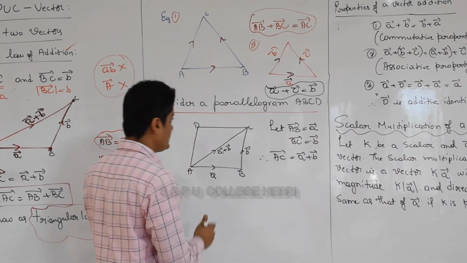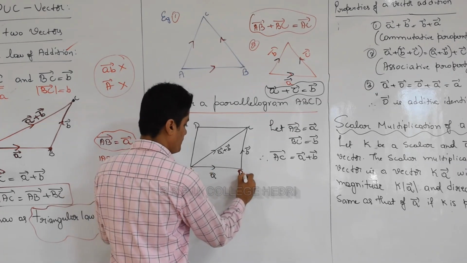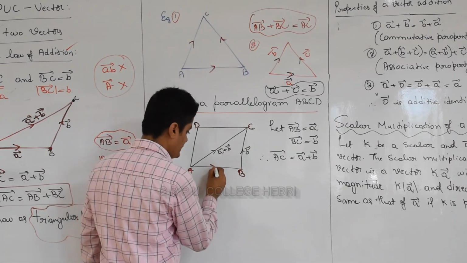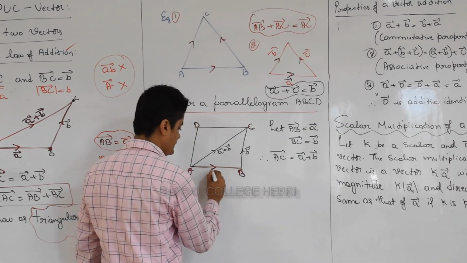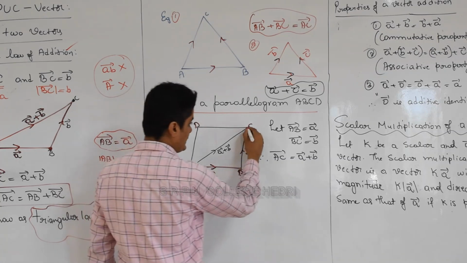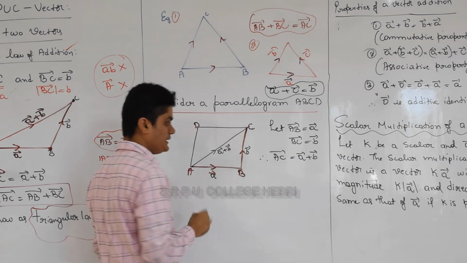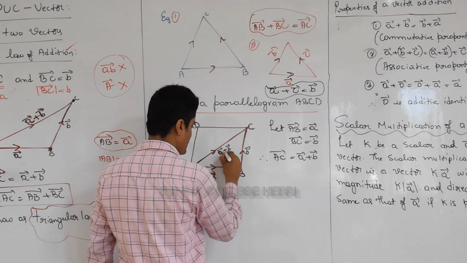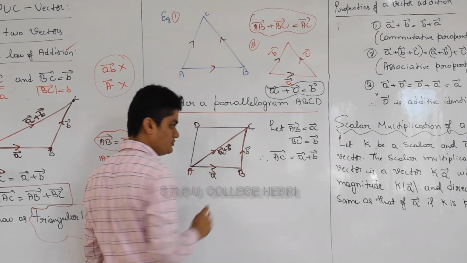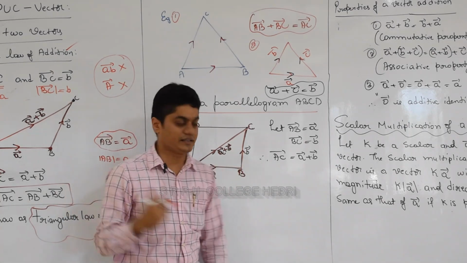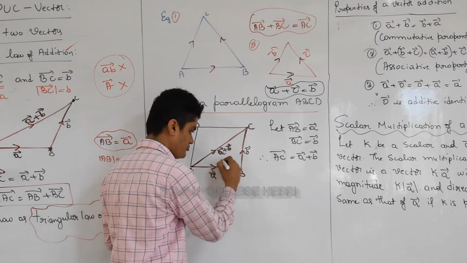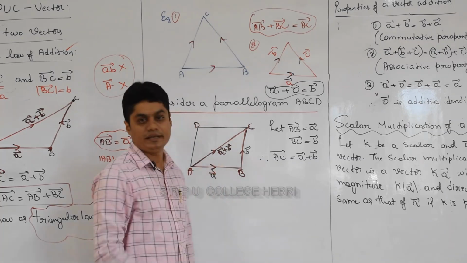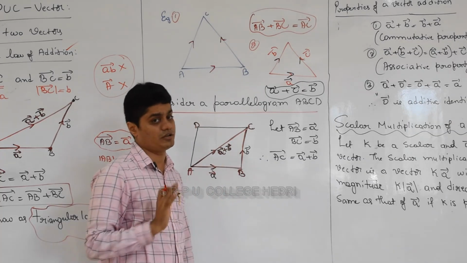Observe carefully. Consider parallelogram ABCD. In that parallelogram I am taking the side AB as vector A, meaning the magnitude of vector AB is A, and this side as vector B. Then according to the triangular law of addition, this side should be vector A plus vector B. You know this, right? Already I explained it in the previous concept. This is one triangle, with two same direction vectors and the opposite one, so this side should represent A plus B. This is not the parallelogram law of addition, this is the triangular law of addition.